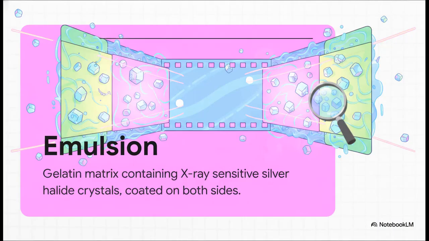Now that emulsion layer is absolutely crucial. It's the active ingredient of the whole shebang. It relies on millions of tiny silver bromide crystals suspended perfectly within a gelatin matrix. And here's the clever part. By coating this emulsion on both sides of the polyester base, the film literally doubles its sensitivity. It catches exposure from intensifying screens pressing against both sides at once.